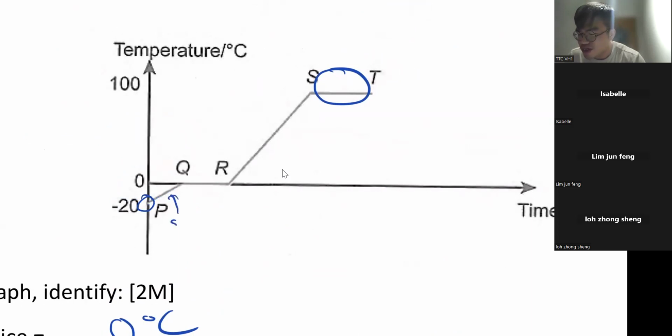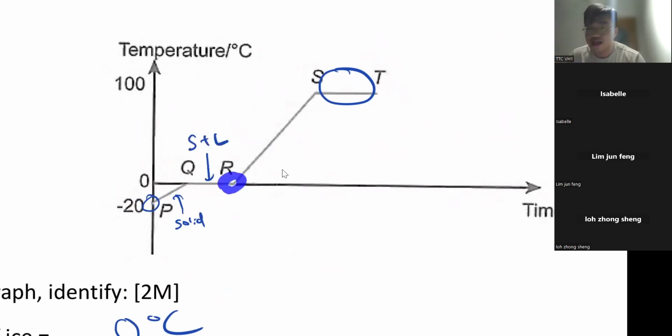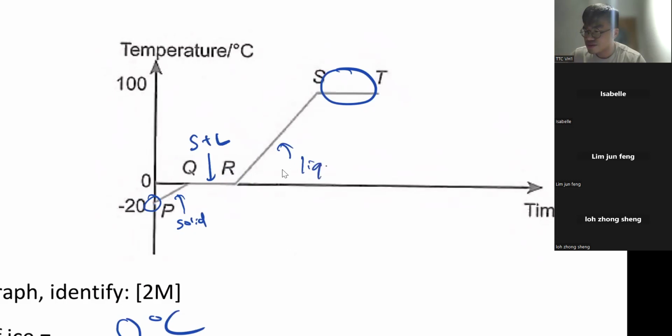So at PQ here, it is solid. PQ is solid because the ice is increasing in temperature and then it will start melting. Q is when it starts melting. So this is solid and liquid. And then at R, it is fully melted. R is fully melted, so now this is liquid. RS is liquid.